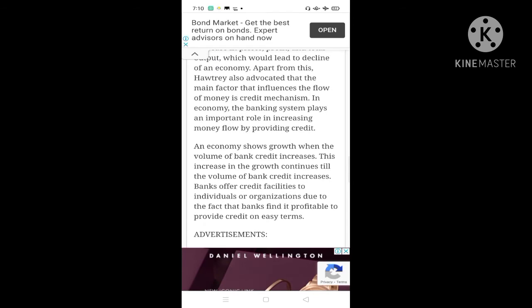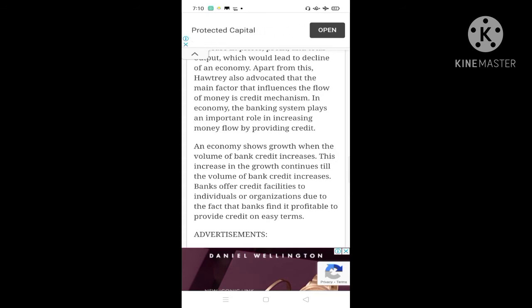An economy shows growth when the volume of bank credit increases. So, an economy will grow when the volume of bank credit increases. When the volume of bank credit increases, the money supply in the economy increases. When the money supply increases, price increases, profit increases, and output increases, which will ultimately lead to the economic growth of the country. Okay. This economic growth will continue until the credit given by the bank increases.